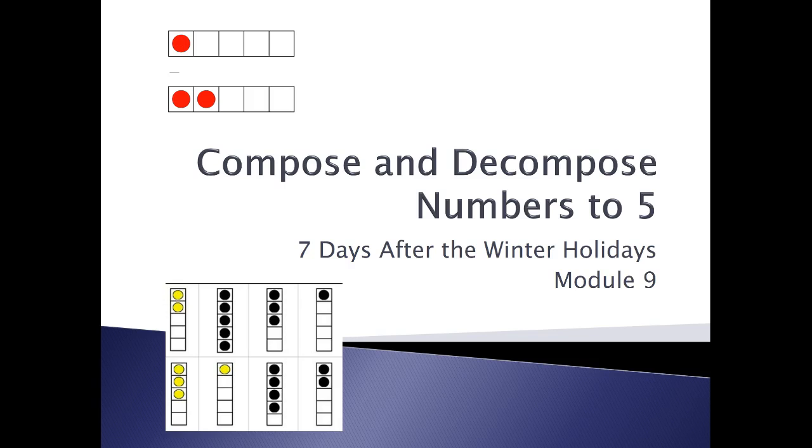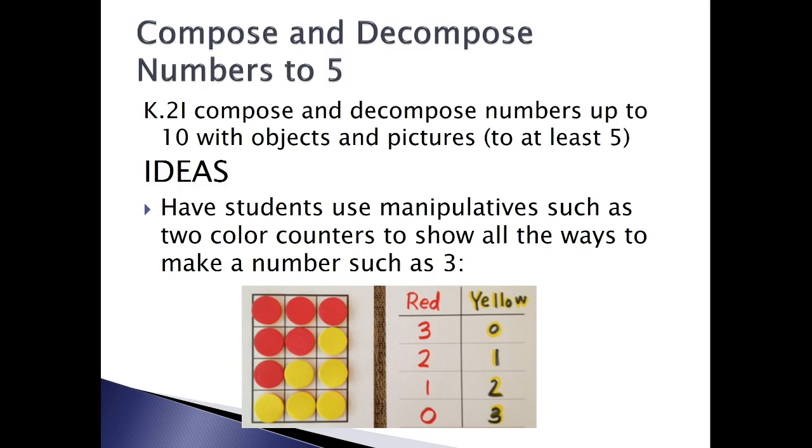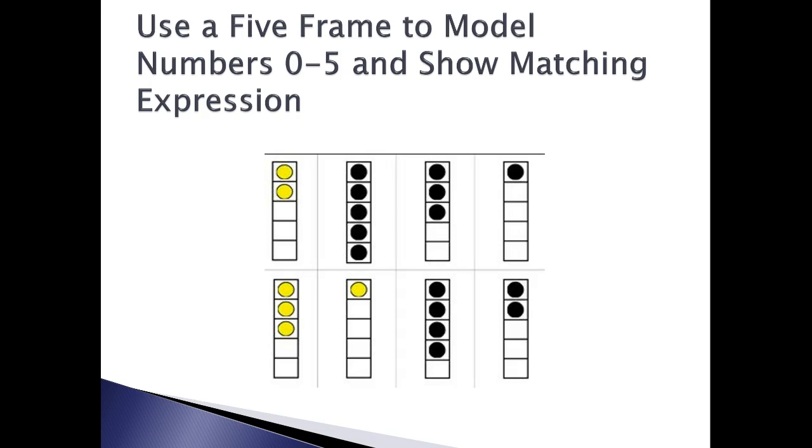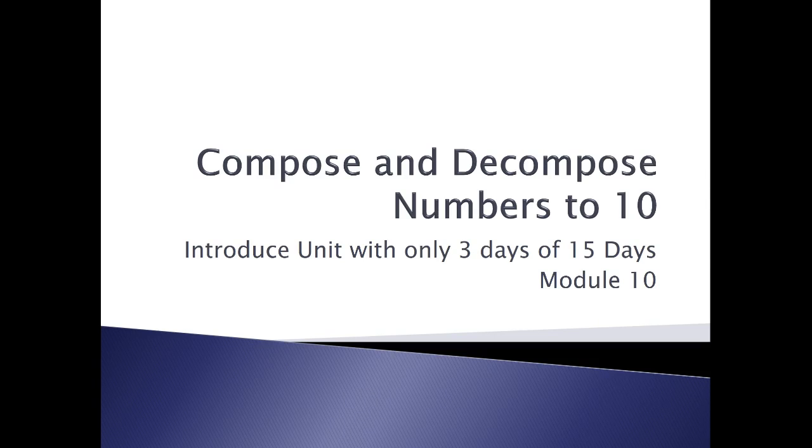The kids can use the 2-sided color counters, and they can shake them in their hands and then put it on their desk and see the different combinations that they can make. It could be 1 and 4, 2 and 3, or even 0 plus 5. And here's an example of what I was just sharing. So you can use the 5 frame or you can use part of the 10 frame for this.